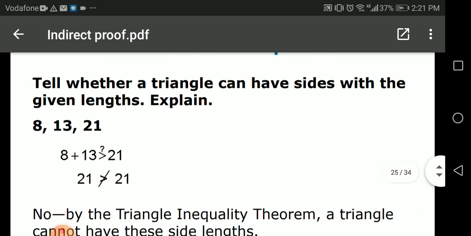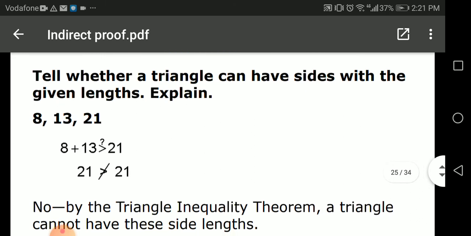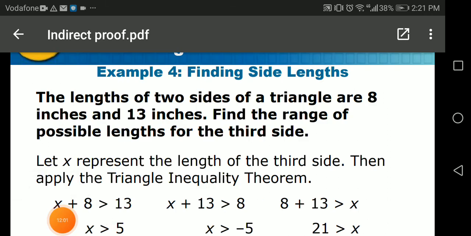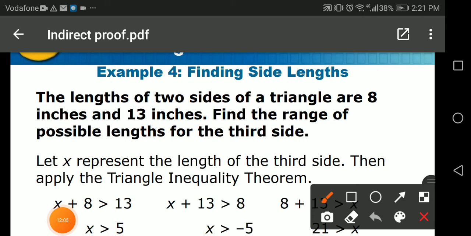Okay, we have here the same concept, guys. Okay, let's solve this example. It's example 4. We have the lengths of two sides of a triangle, which are 8 and 13.